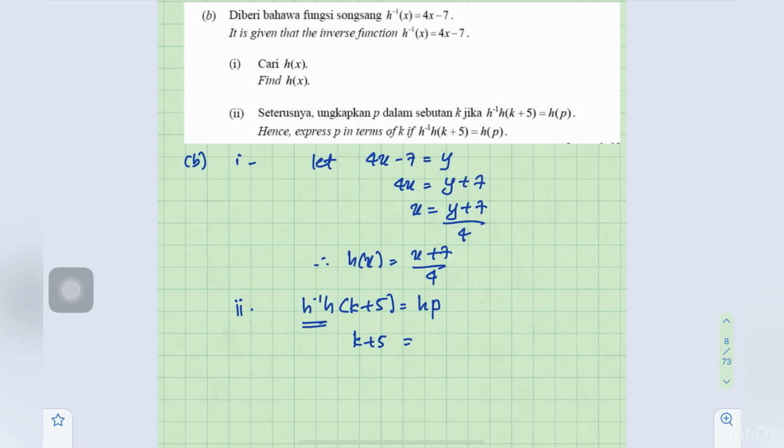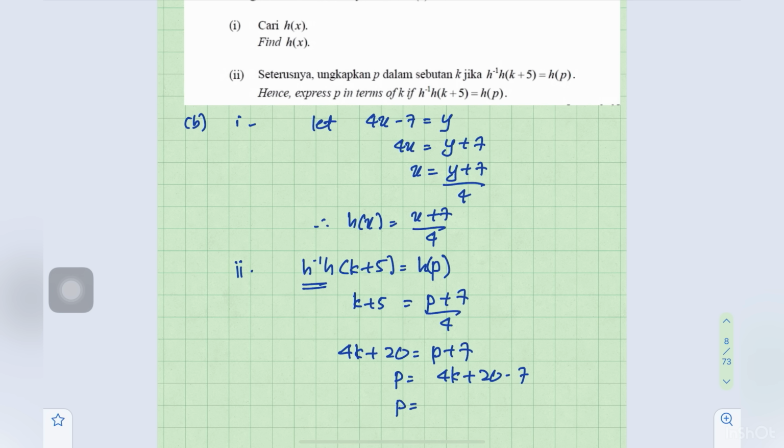k plus 5 equals to, so dia ni h(p). So, kalau h(x), x plus 7 over 4. Kalau h(p), p plus 7 over 4. Okay, dia nak p. p in terms of k. So, kita simplify lah. Become 4k plus 20 equals to p plus 7. So, p equals to 4k plus 20 minus 7. Okay, so kita dapat p equals to 4k plus 13.